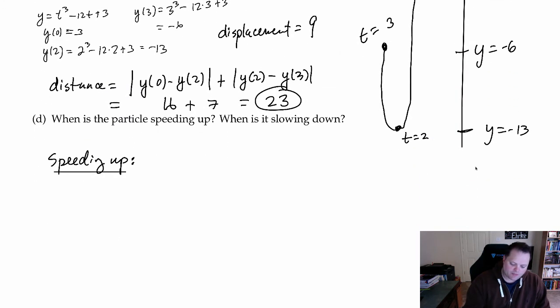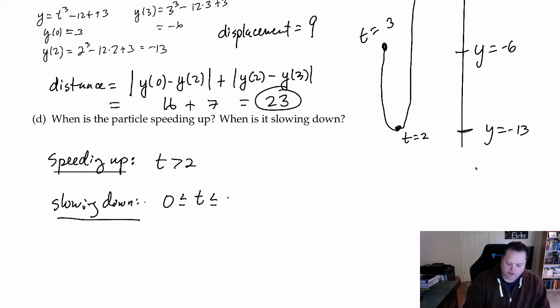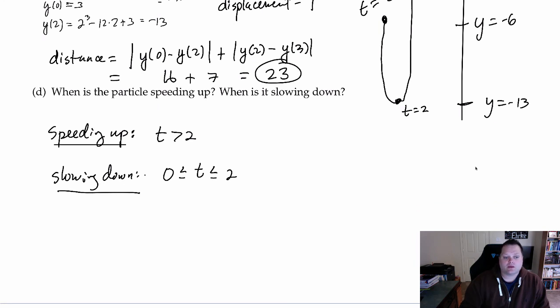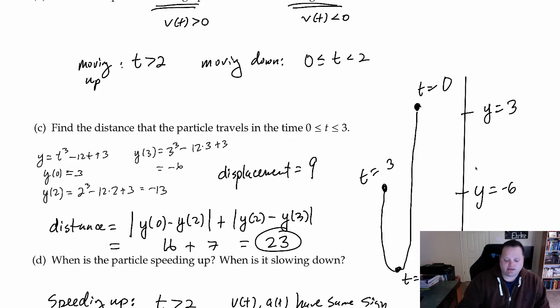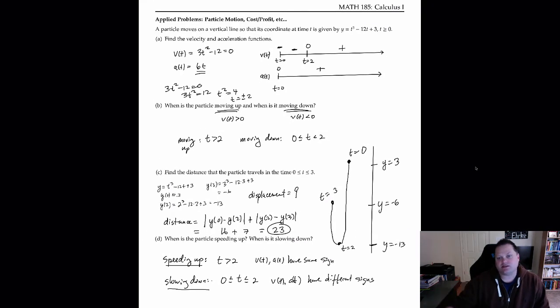So it's speeding up where they agree, which is t greater than 2, and it's slowing down on the interval where they disagree, which is the interval from 0 to 2. So v of t and a of t have the same sign when speeding up. v of t and a of t have different signs when slowing down. Okay, so that is a position, acceleration, velocity kind of question, like you might see on the exam.